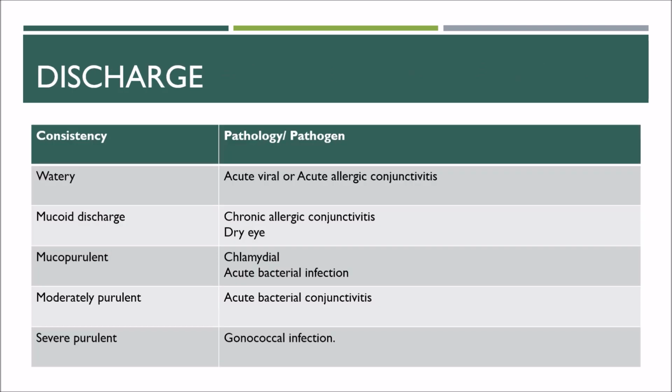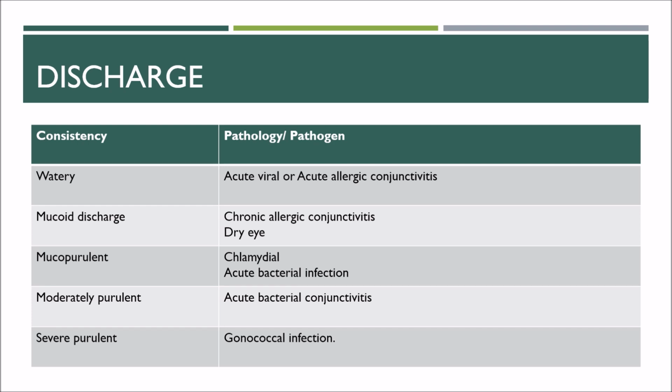Now, there can be different types of discharge as it is illustrated in the table here. Watery discharge is composed of a serous exudate and tears and occurs in acute viral or acute allergic conjunctivitis. Mucoid discharge is typical of chronic allergic conjunctivitis and dry eye. Mucopurulent discharge typically occurs in a chlamydial or acute bacterial infection.